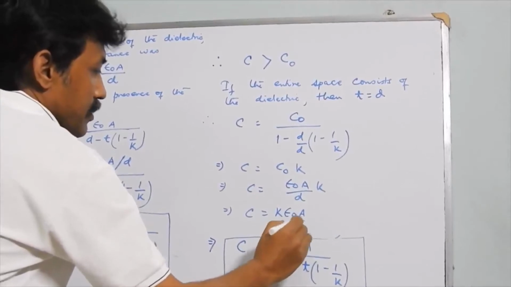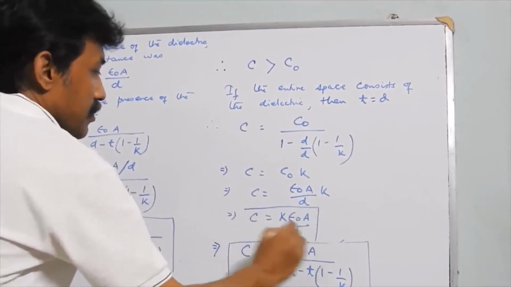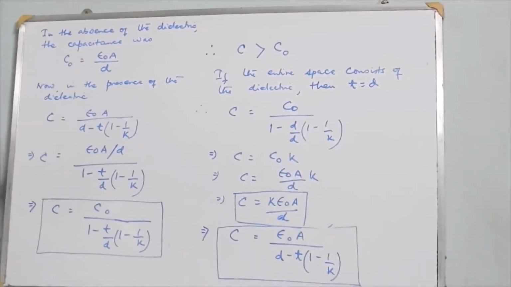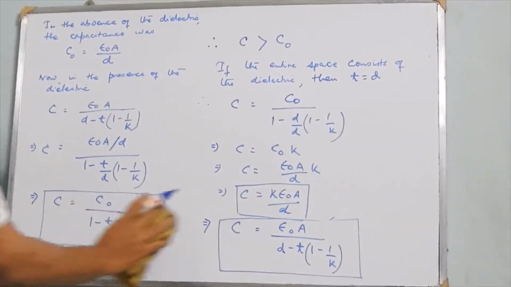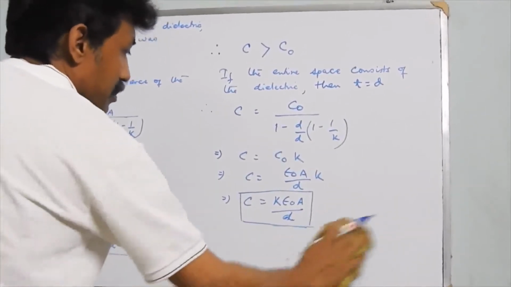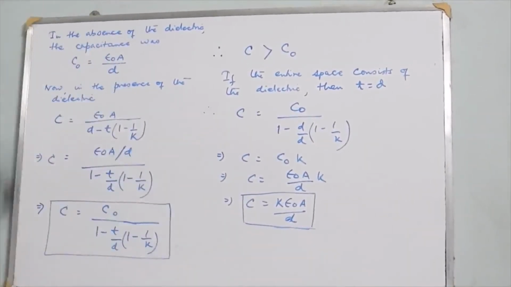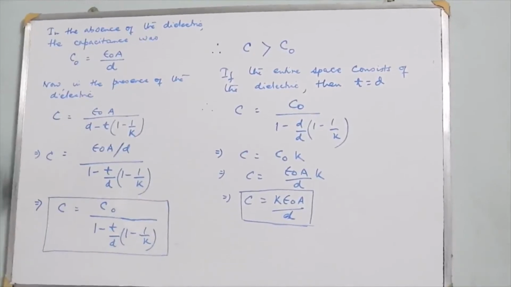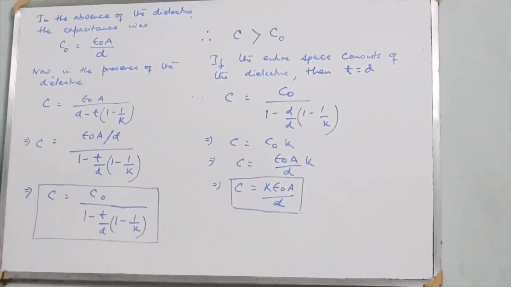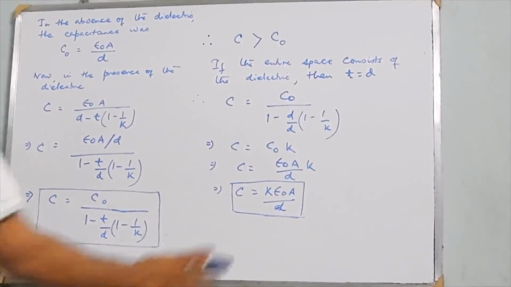So this is the situation when you simply say that the entire space between the plates consists of a dielectric, or you can say that the plates are kept in a dielectric of dielectric constant K, or in a medium of dielectric constant K. So this is a special case of this one.